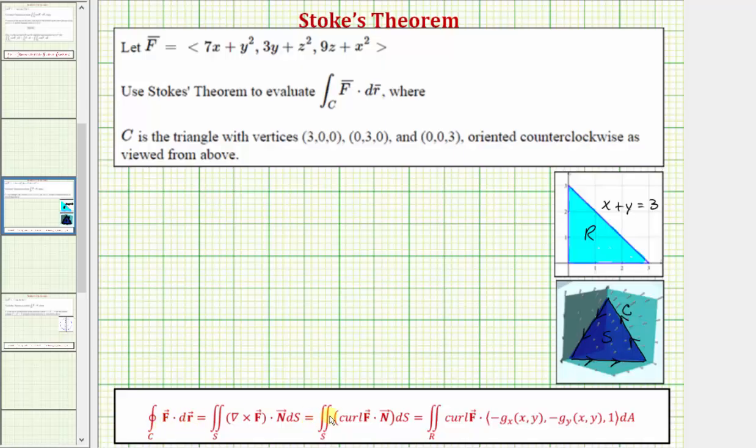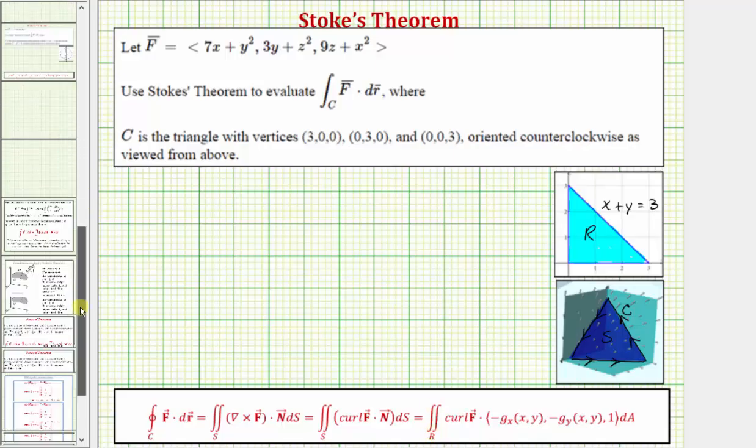So if Stokes' theorem applies, the line integral along the curve C of f dot differential r is equal to the double integral over the surface S, where the curve C is the boundary of surface S, of the curl of f dot n differential S. And we'll actually evaluate the surface integral using this double integral over the region R by projecting the surface S onto the xy plane. But let's first review Stokes' theorem.